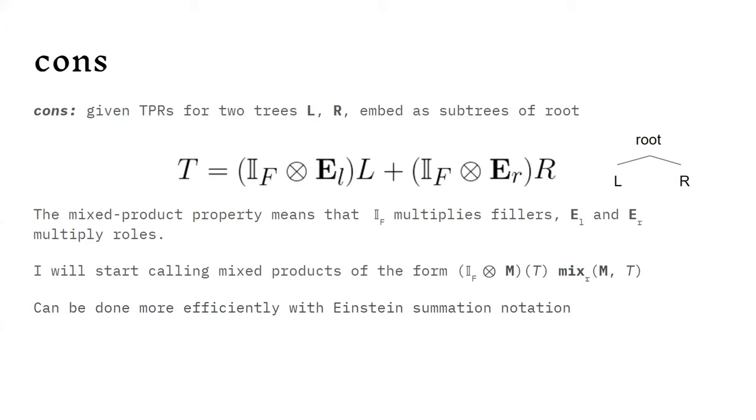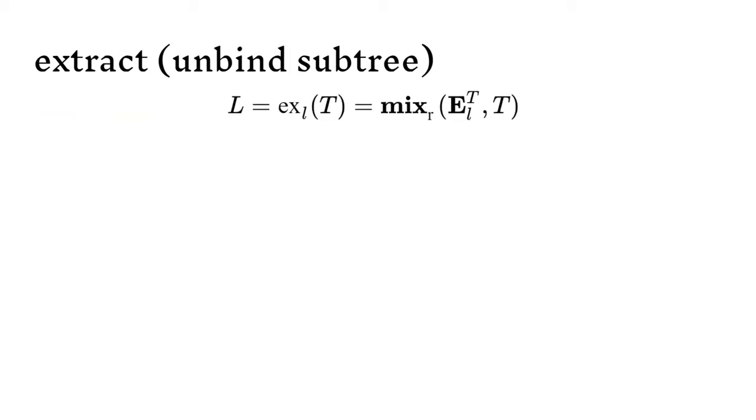And actually, probably forming this tensor product and doing matrix multiplication is not really the most efficient way. If you think of it in Einstein summation notation, you just need to sum over the role dimension and not do anything to the fillers. Essentially it works the same way, but with fewer operations. So then we want to extract, unbind a subtree. And so we have extract left and extract right.